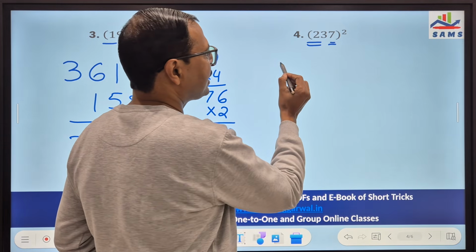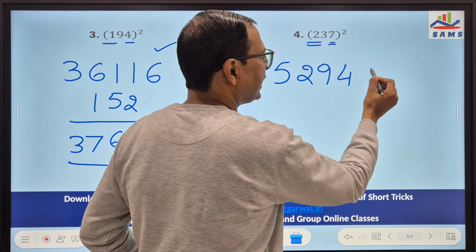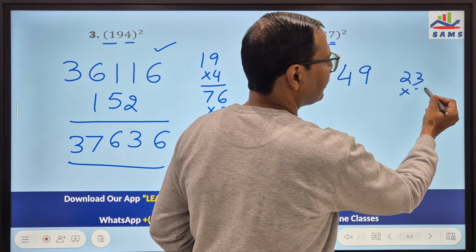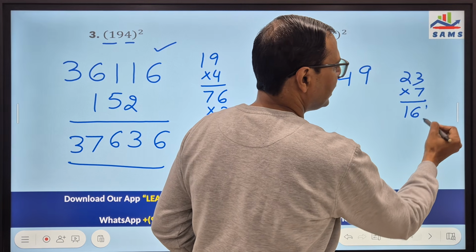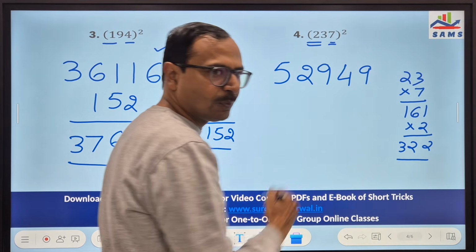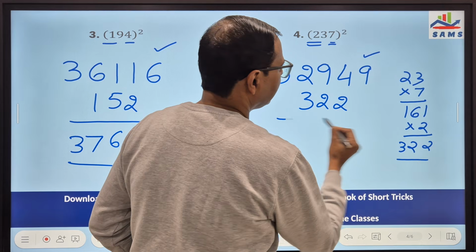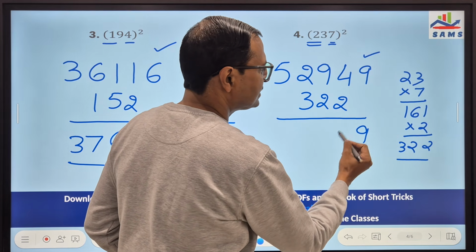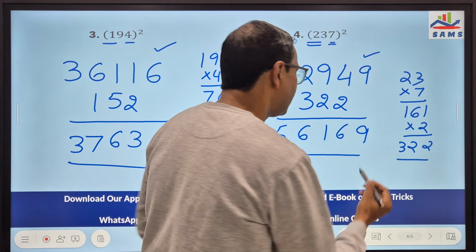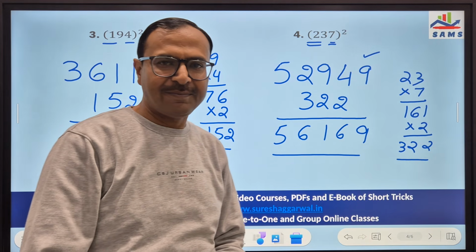So 23 square is 529. 7 square is 49. Now what should I write below this? I have to do 23 times 7, which gives me 161, and double of that will give me 322. Now 322, leave one digit from the right hand side and add vertically. 9, 6, 11 means 1 carry, 6, 5. 5, 6, 169 is the square of 237.